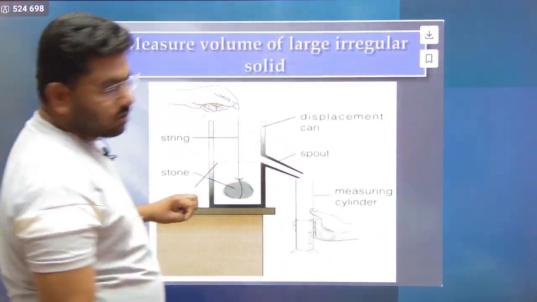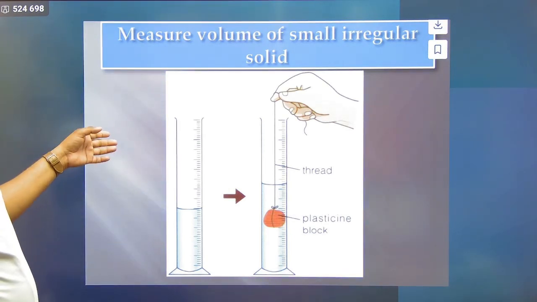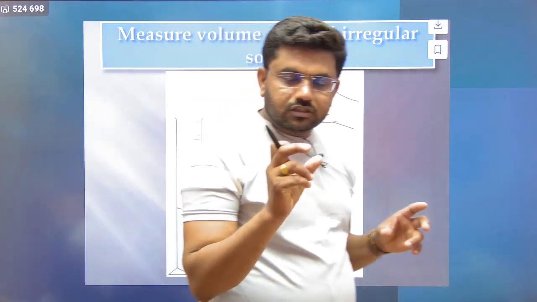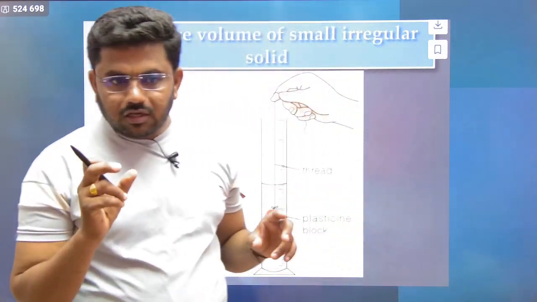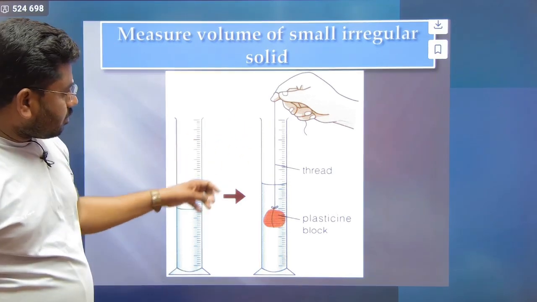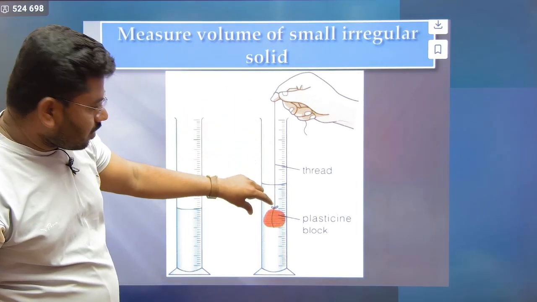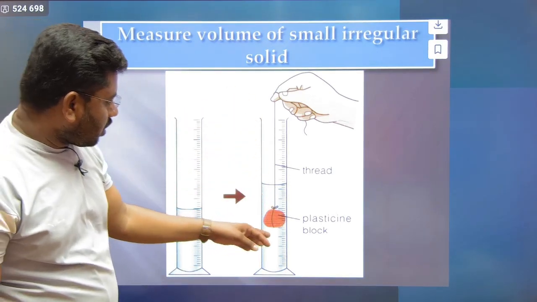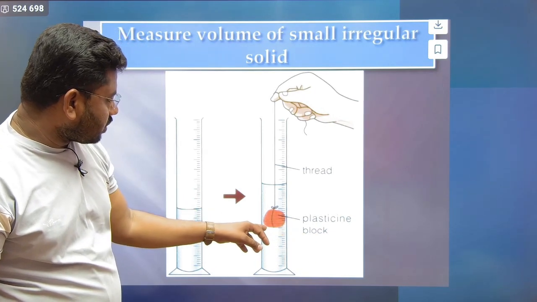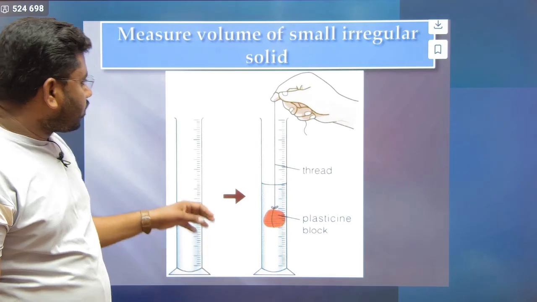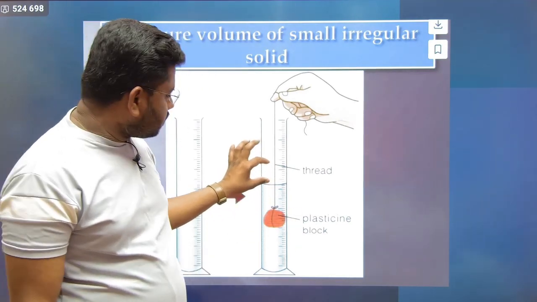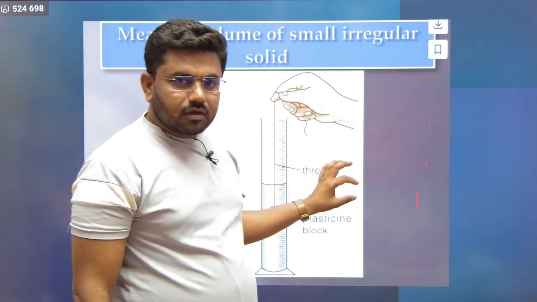Now see, measuring the volume of small irregular solids. Suppose the irregular solid is a small stone. Then we can measure it using a thread. We put the plasticine block inside the water with the thread, and we calculate by the increase in the level of water, and that is the volume of the irregular object.